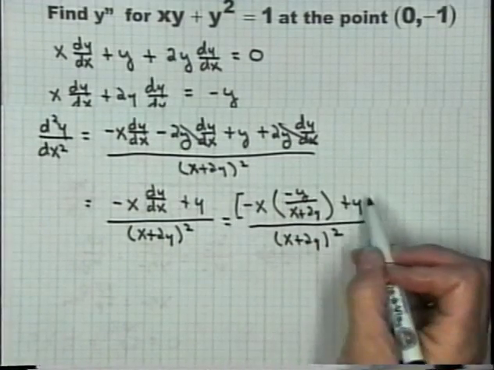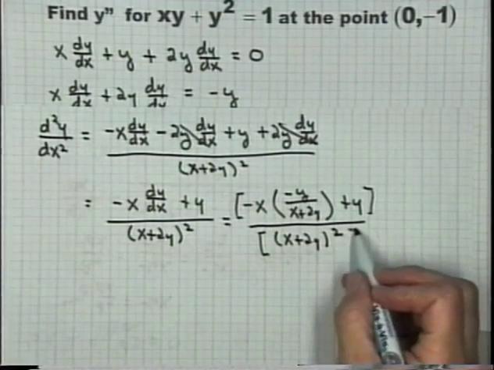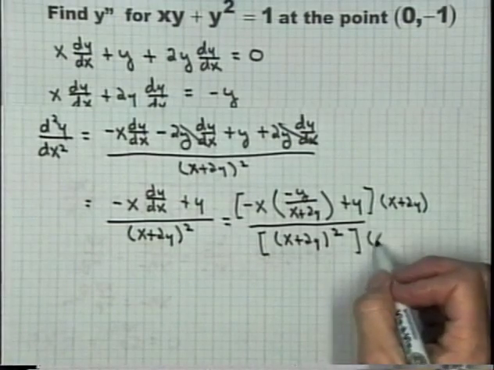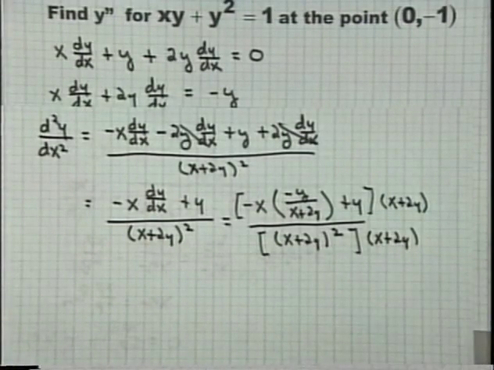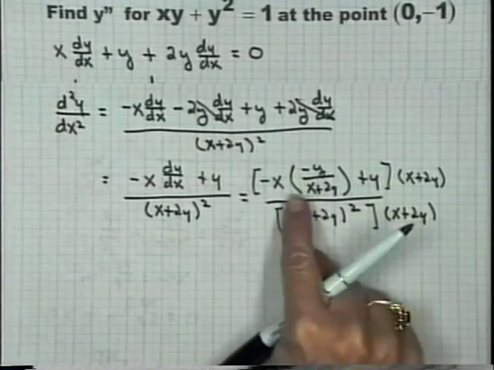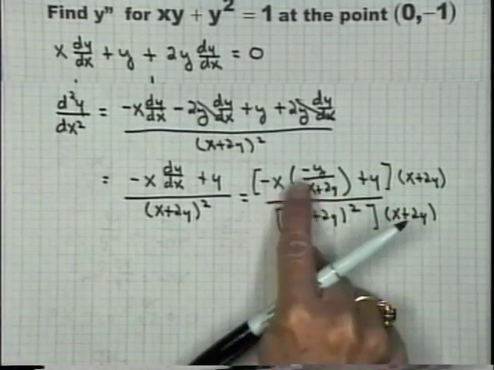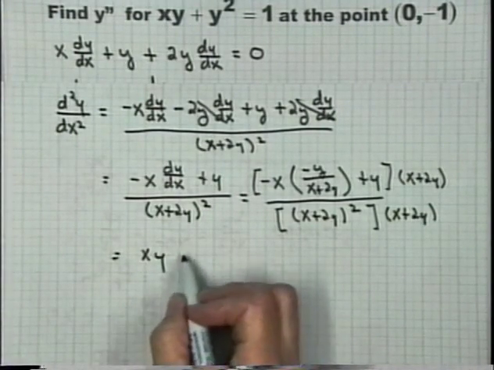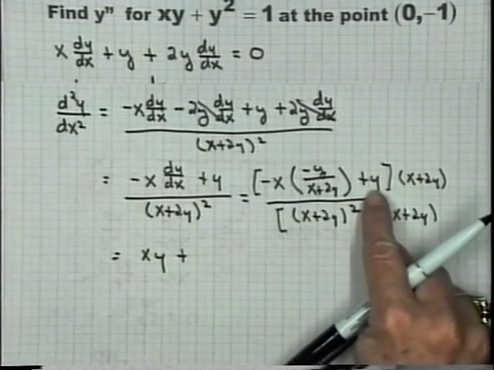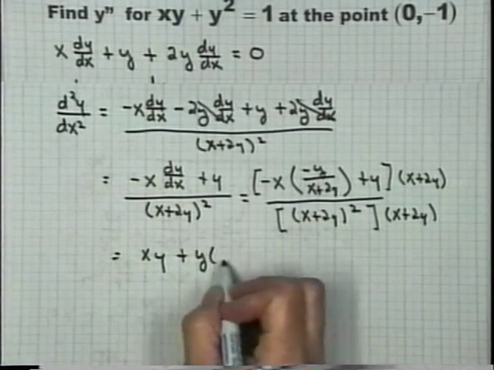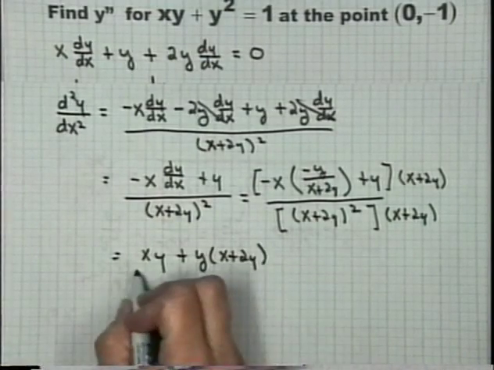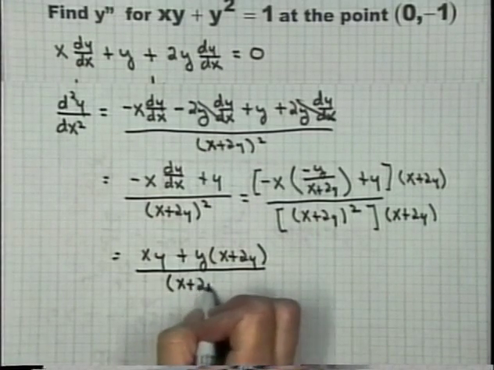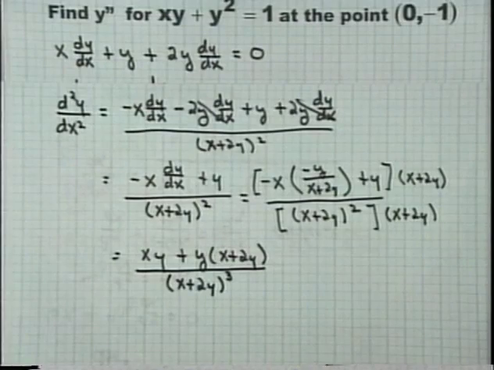I'm going to go ahead and simplify a little bit more. I'm going to get rid of this fraction. So I'm going to multiply the numerator and denominator of my fraction here by x plus 2y. Now notice x plus 2y times this, the x plus 2y's cancel, and I have a negative x times a negative y is a positive x times y. And then I'll have a plus the y times the x plus 2y. And then x plus 2y squared times x plus 2y makes x plus 2y cubed. Okay?